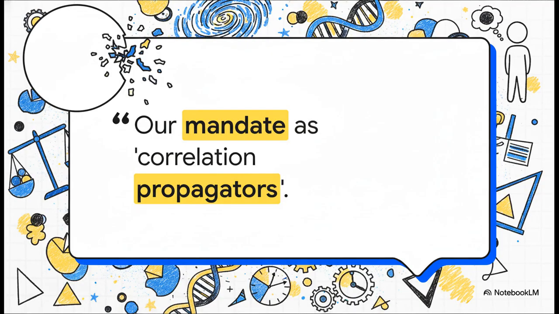The source material for this explainer uses this beautiful phrase. It suggests that we, as conscious beings, have a kind of mandate. Our purpose, our job, is to be correlation propagators. So what on earth does that mean? It means our job is to create and to spread new connections, new patterns, and new kinds of order.